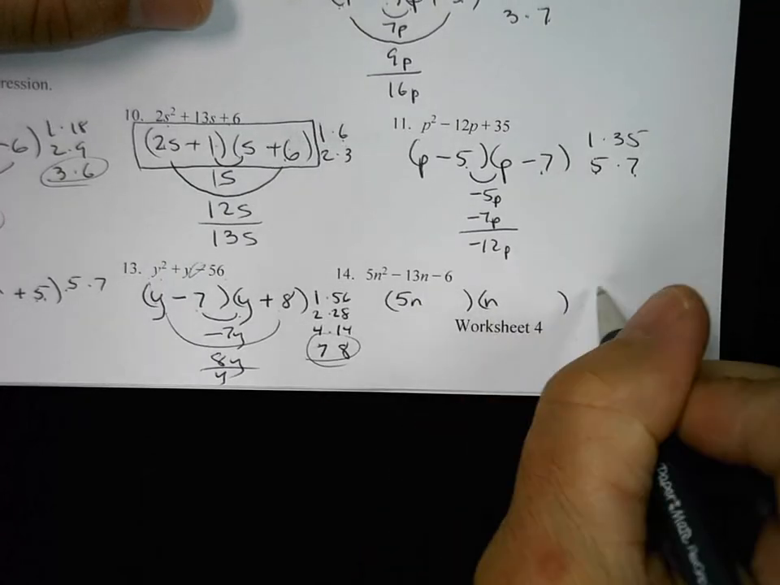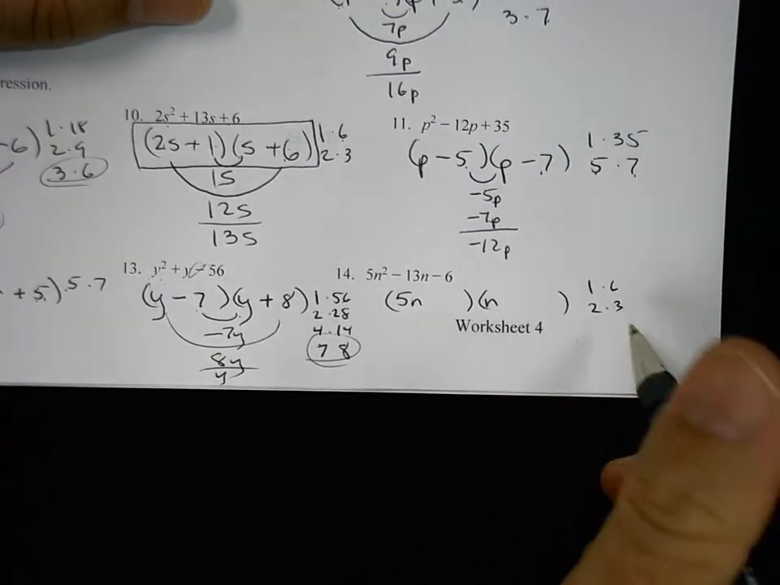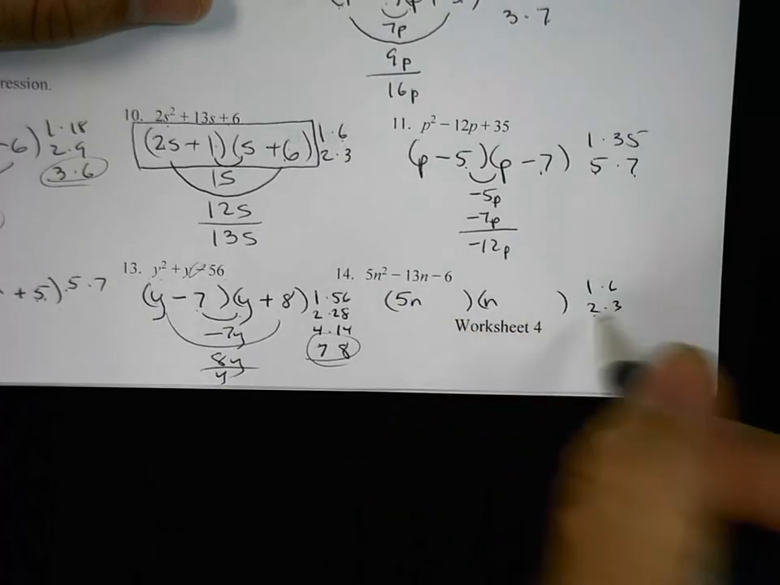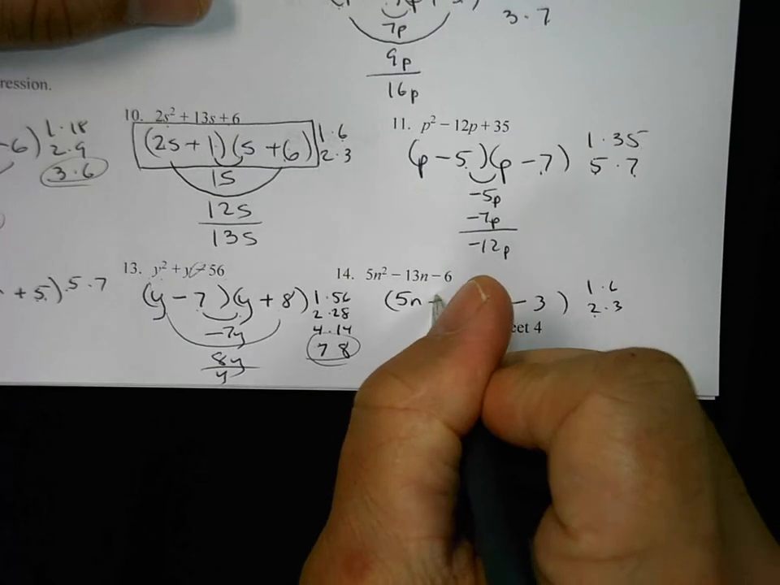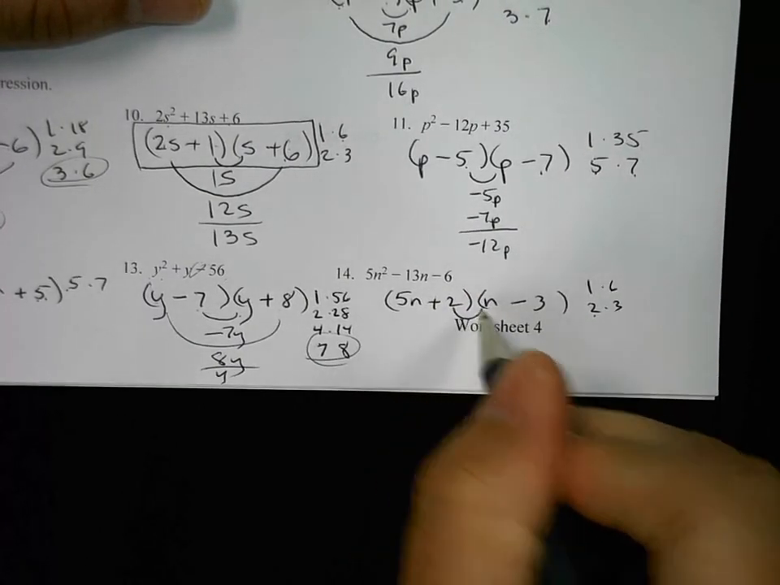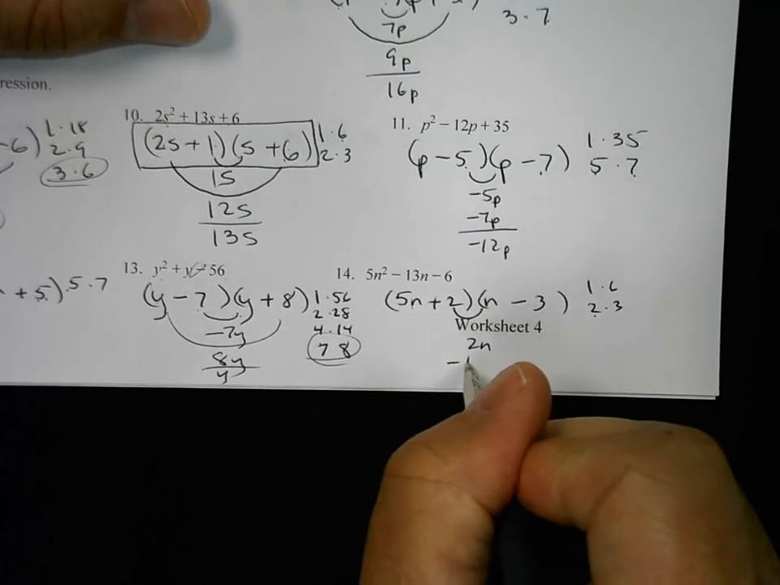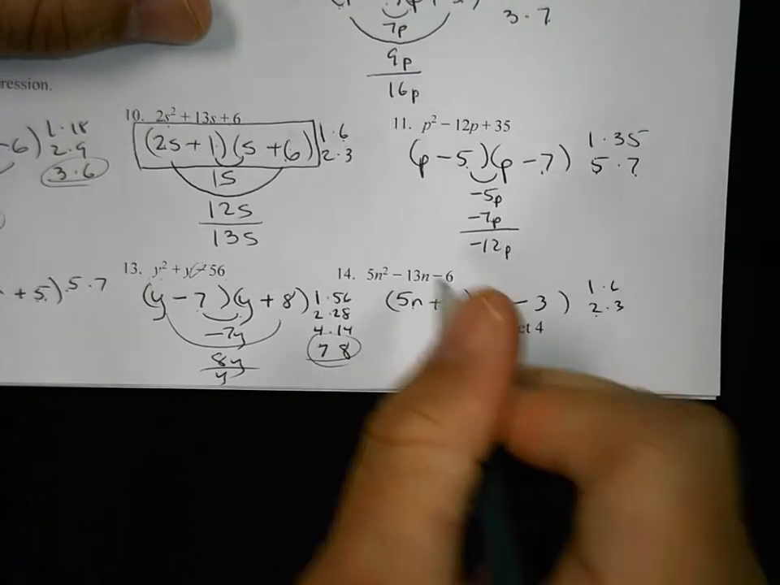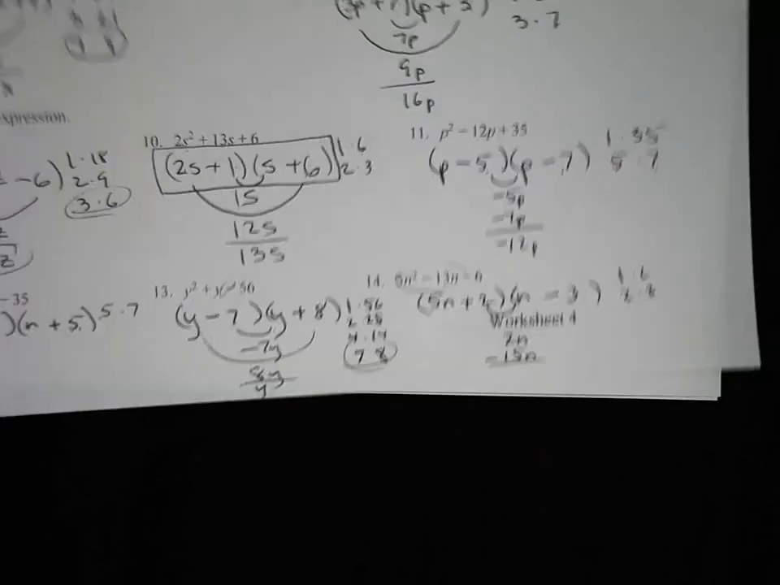5n and n. 1 and 6, 2 and 3. Well, look at 3 times 5 is 15. So 3 and plus 2, because 2 times n is 2n, and 5n times -3 is -15n. And what are we looking for? 13n, -13n. All right.